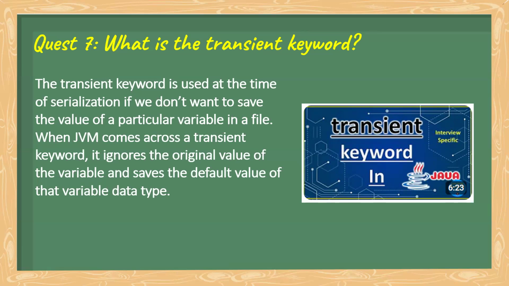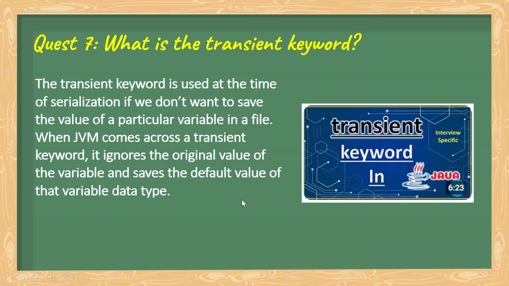You want to prevent saving a particular variable's value in your file. You want every value to be saved, but this particular value not to be saved. In that case, you can use the transient keyword before that property. Now what happens is, when the JVM comes across a transient keyword, it ignores the original value of the variable and saves the default value.